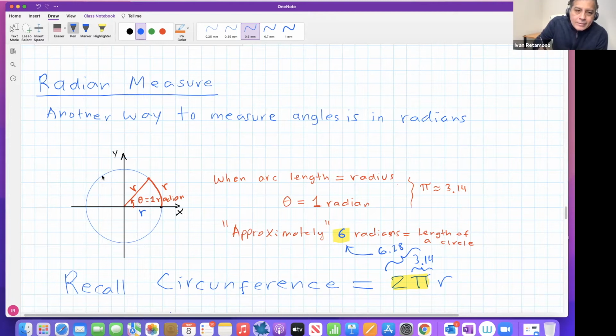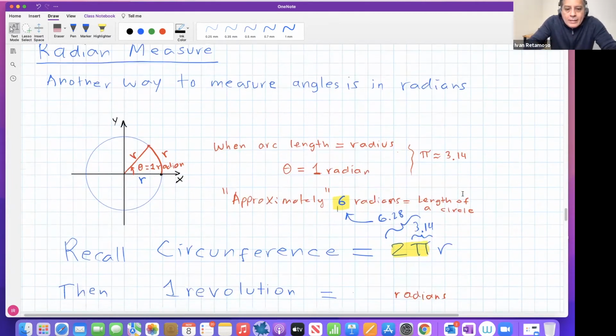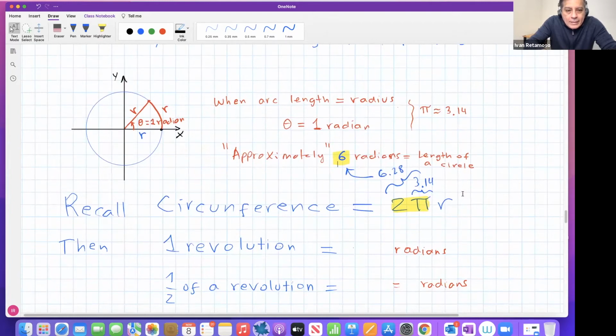1, 2, 3, 4, 5, 6. You will cover the circle. Approximately, right? Exactly 6.28, more or less. Very good. So notice radians are much bigger than degrees. It takes just 6 radians to complete a circle, approximately. It takes 360 degrees to complete a circle, or a full revolution.